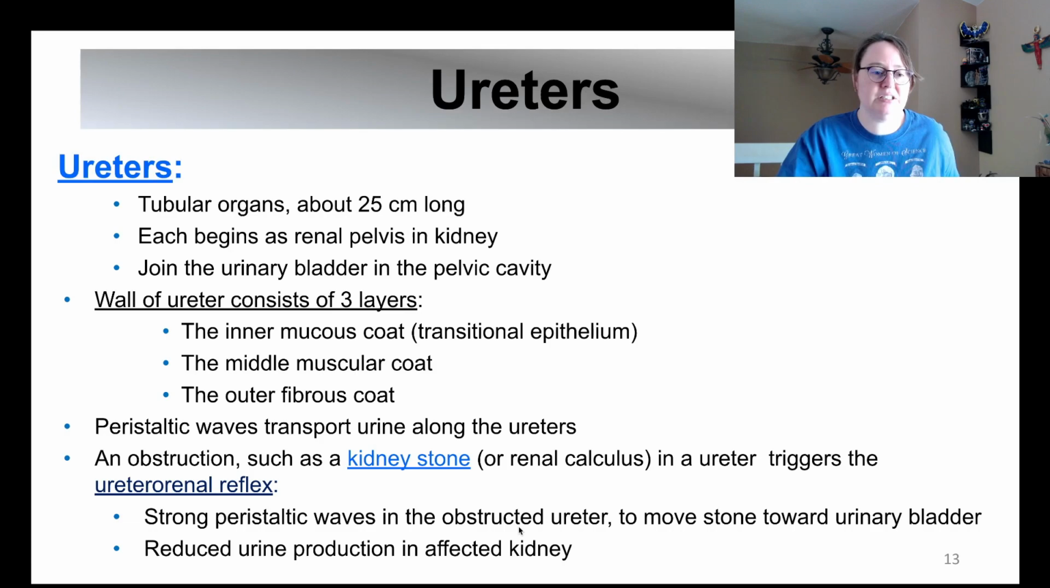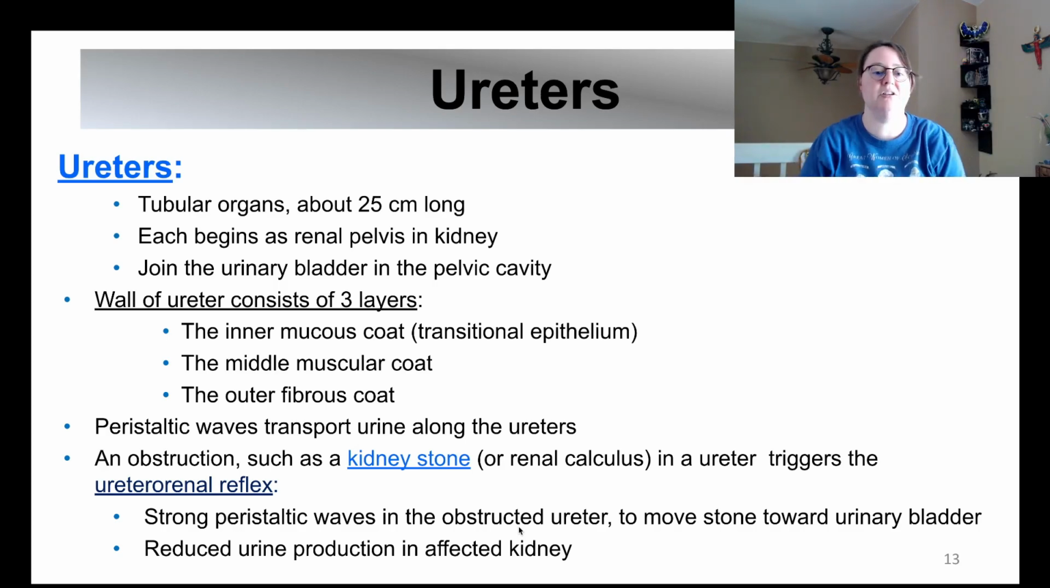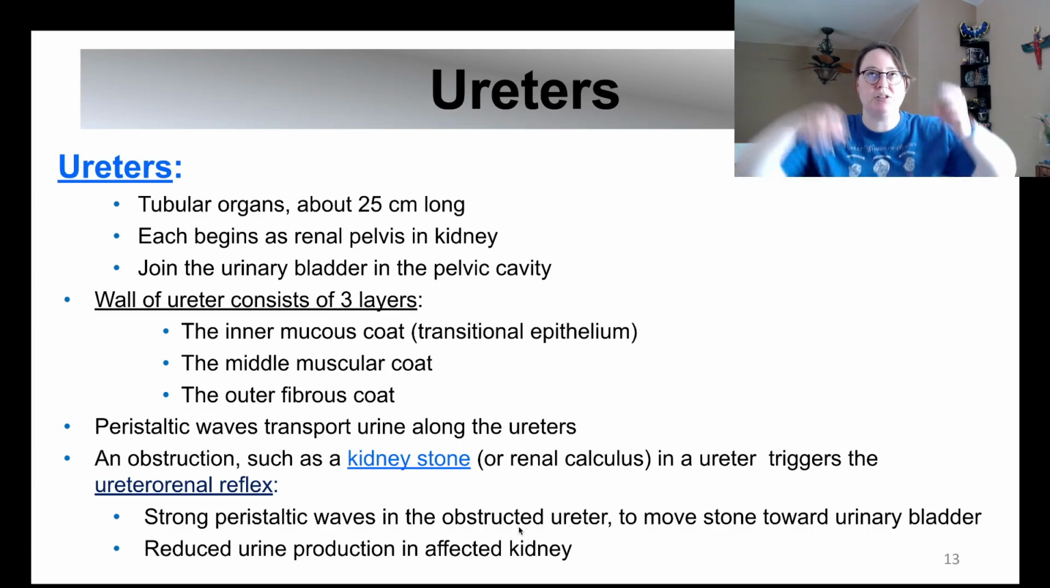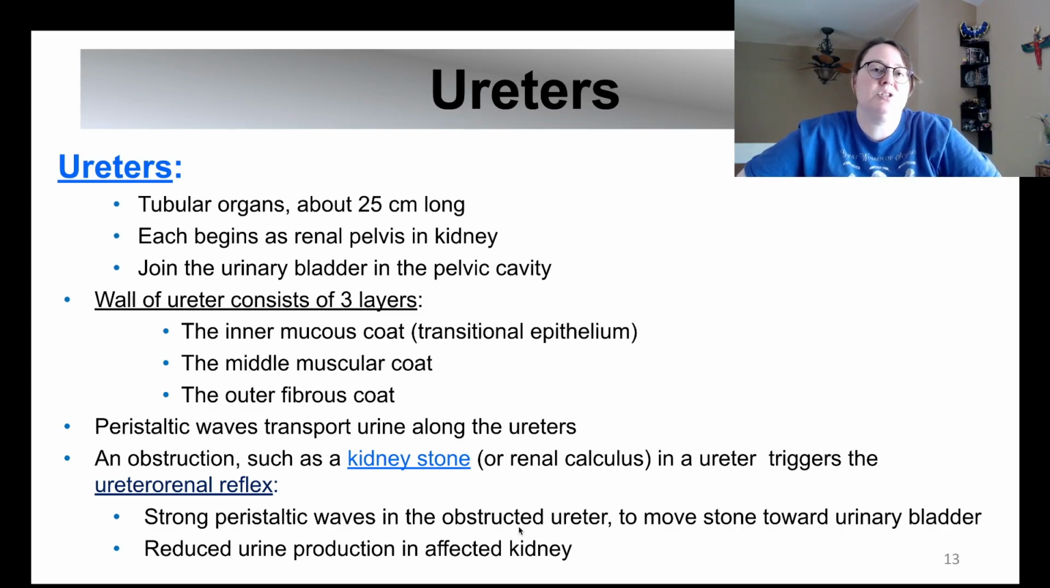So ureters. These are the long tubular organs, about 25 centimeters long. Each begins at the renal pelvis in the kidney, and it goes down into the urinary bladder. And the wall of the ureter consists of 3 layers. We've got the inner mucous coat, which is transitional epithelium, the middle muscular coat, and the outer fibrous coat. Again, the muscular coat gives that peristalsis, that nice wave to push the liquid down. The mucous coat protects the cells from how acidic your urine can get, so that way nothing is breaking down the cells.